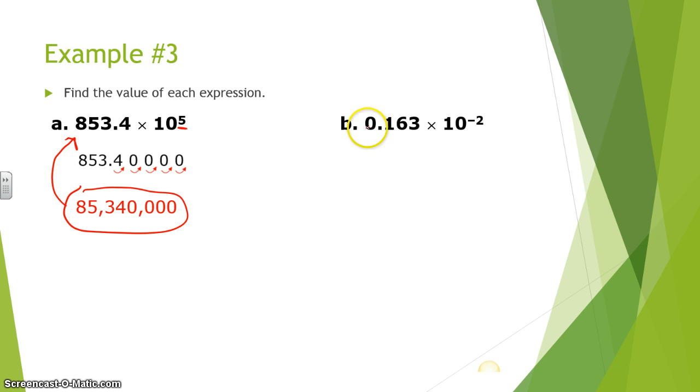Let's look at B. We have 0.163 times 10 to the negative second. So I'll write 0.163. Here we have a negative exponent, negative 2. So I'm going to take that decimal and move it 2 places to the left since it is a negative. Fill in that empty gap with the 0. So we have 0.00163. Let me erase this. So what I have here, I showed you the examples, and here again is 0.00163, and that is your final answer.